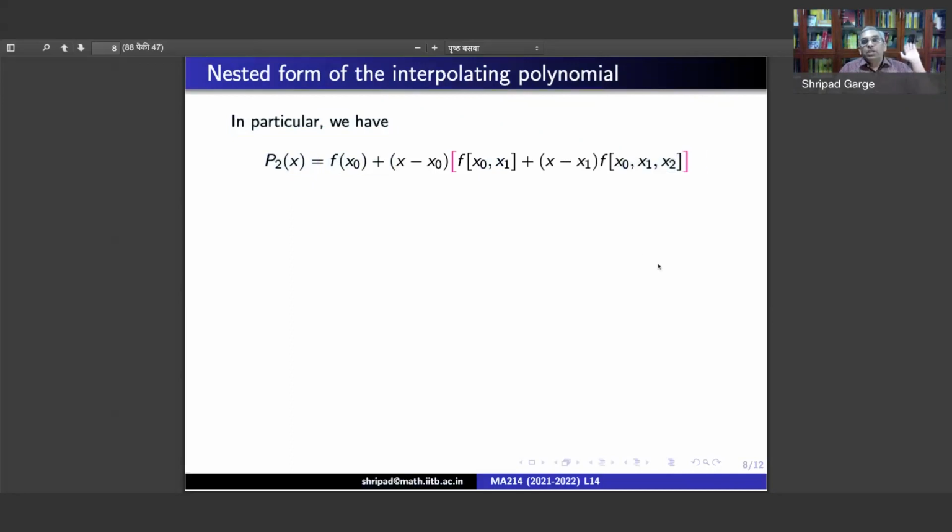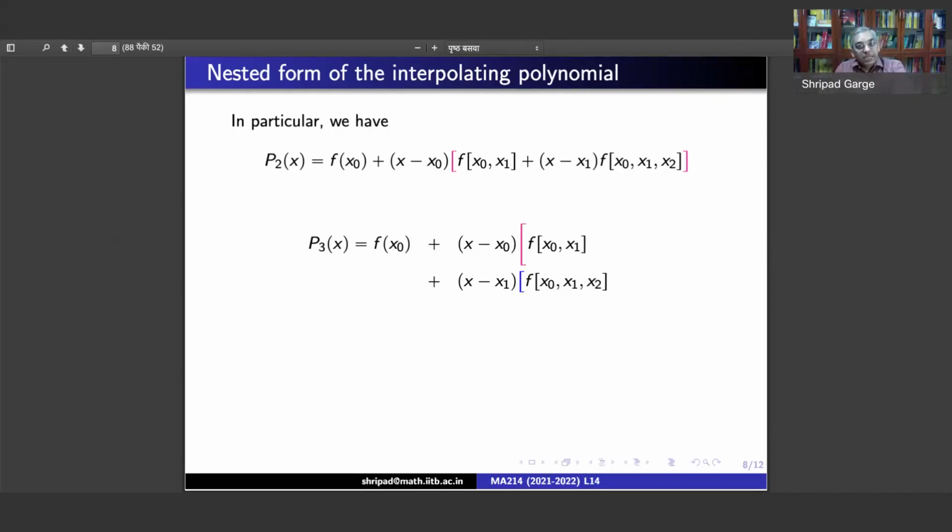If you go one step higher, P3 would be f of x naught plus x minus x naught into the constant term, which is the first order divided difference f of x naught x1, plus x minus x1 into the second order divided difference f of x naught x1 x2, plus x minus x2 into the last, third order divided difference, and then we have to complete the blue bracket and then the magenta bracket. So this is the way we would write the polynomial P3 in the nested form.